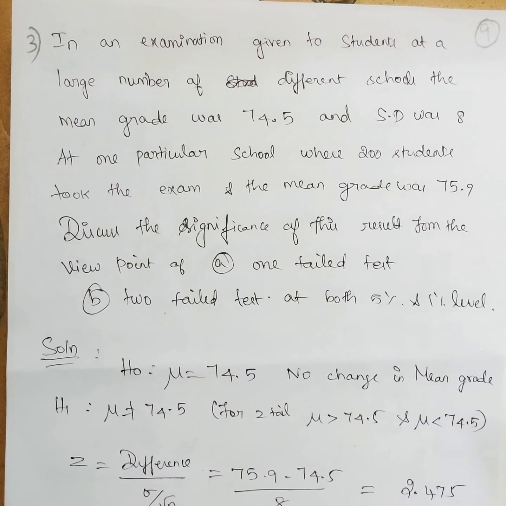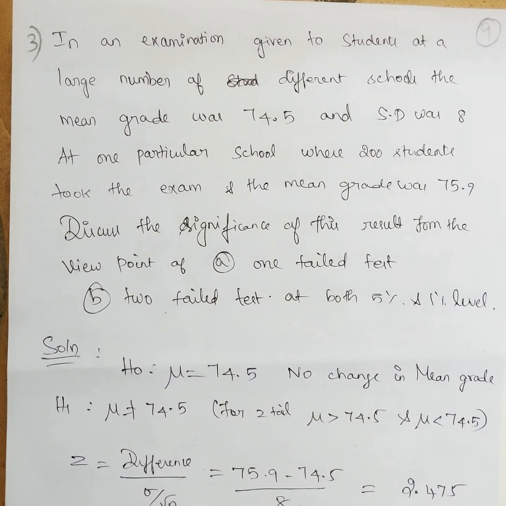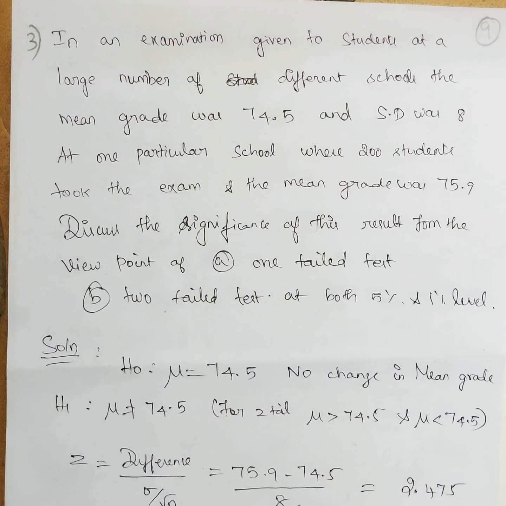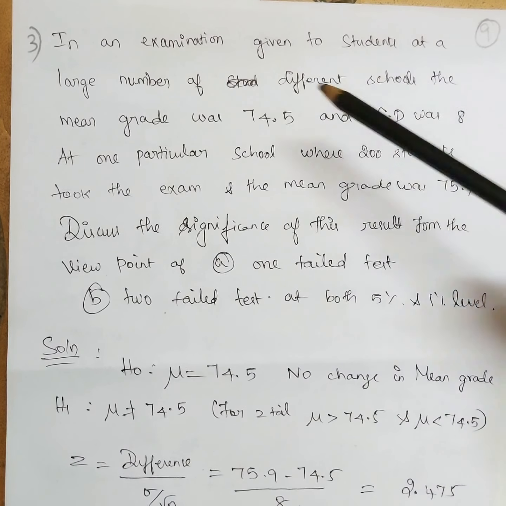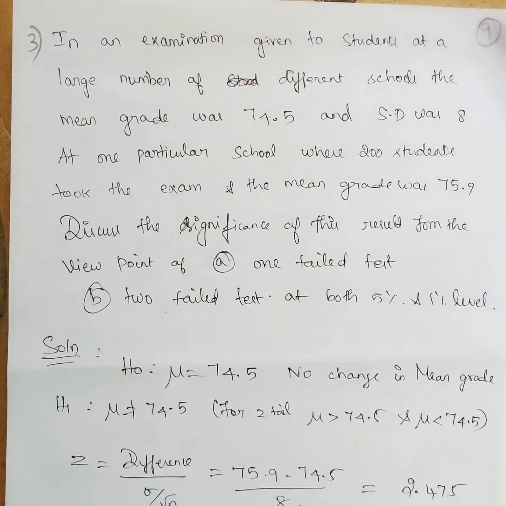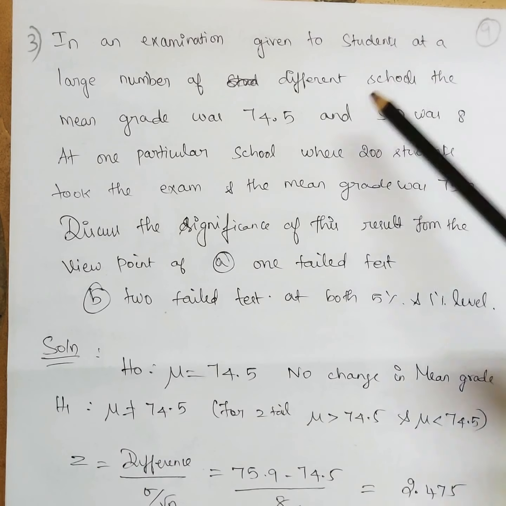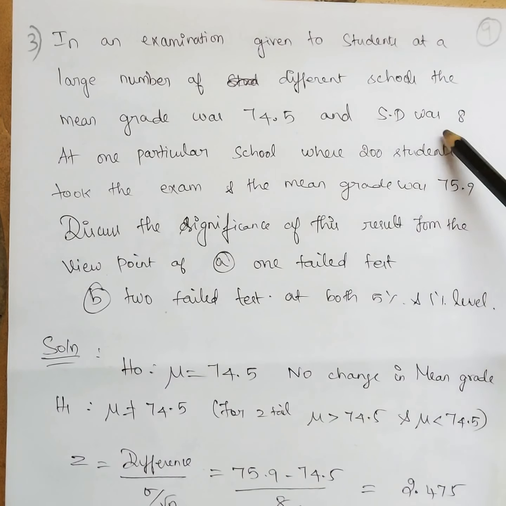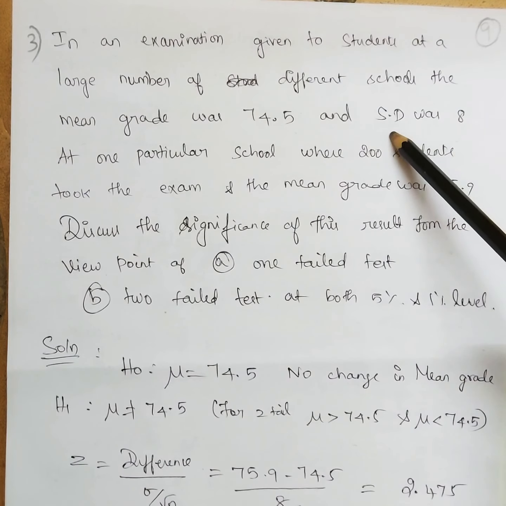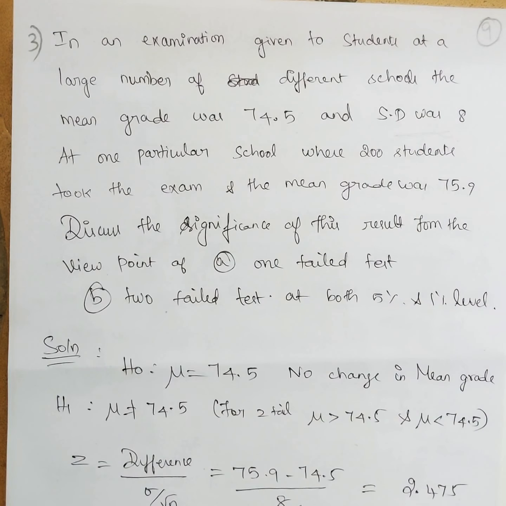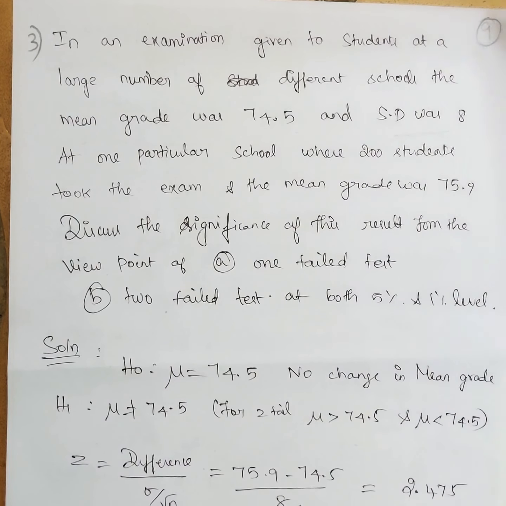Yeah. So in sampling, if the problems are very interesting, you have to just think for a second and then you can solve it very fast. In an examination given to students at a large number of different schools, the mean grade was 74.5 and standard deviation was 8. Now I think you can clearly identify which formula you are going to use, because they have given standard deviation, they have given one mean.